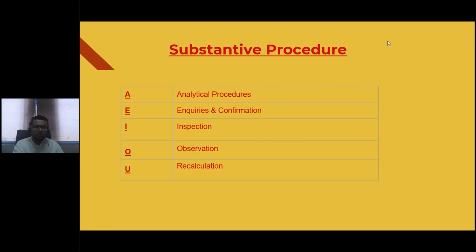Okay, let's continue. Substantive procedure. Let's continue with the second one. E stands for inquiries and confirmation. So these are two different things. Let's break them down. Inquire.